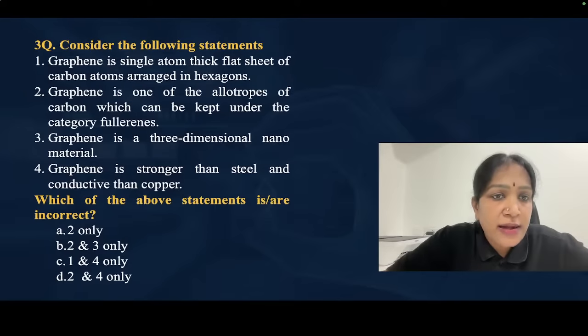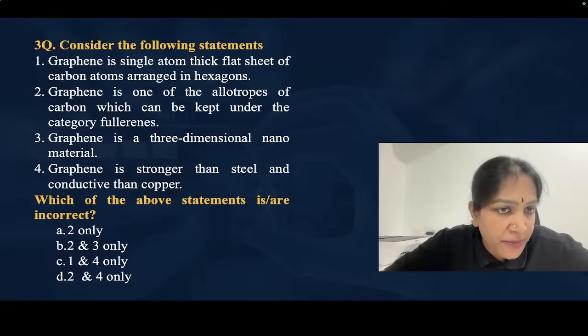Graphene is a single atom thick flat sheet of carbon. It is one of the allotropes of carbon which can be kept under the category called fullerenes. Yes, if graphene is rolled up, then it is called fullerene. Graphene is a three-dimensional nanomaterial. Graphene is stronger than steel and more conductive than copper.